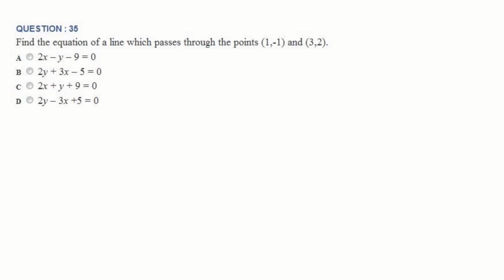Find the equation of the line which passes through the points (1, -1) and (3, 2). This is coming from the equation of a straight line. We have to find the equation of the line which passes through the points. Let's call this point A and this point B. At point A, we have (1, -1). At point B, we have (3, 2). So let's rename this properly. For point A, this is x1 and this is y1, and this is x2, this is y2.